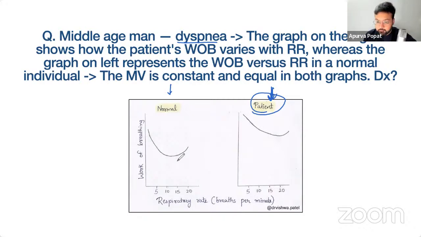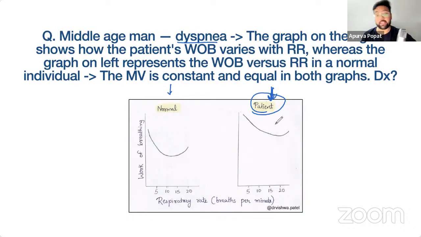Obstructive. Okay. All right. Oh no, it's restrictive lung disease. How did you come to the conclusion? But the work of breathing is increasing in both, right? Obstructive and restrictive.